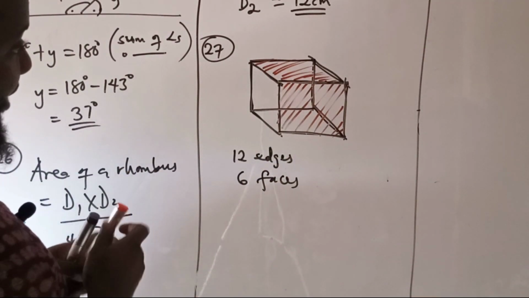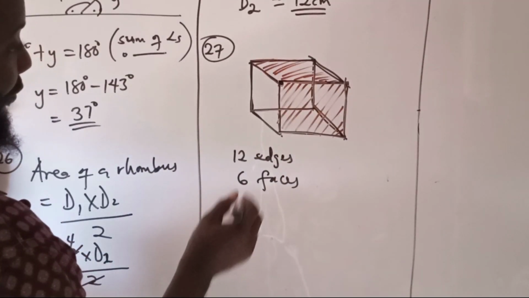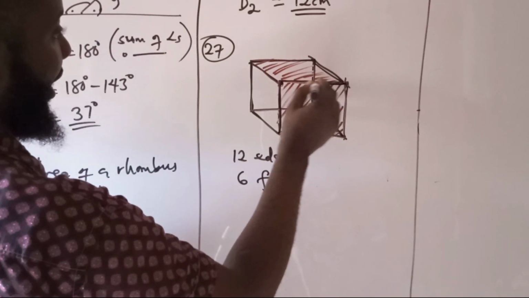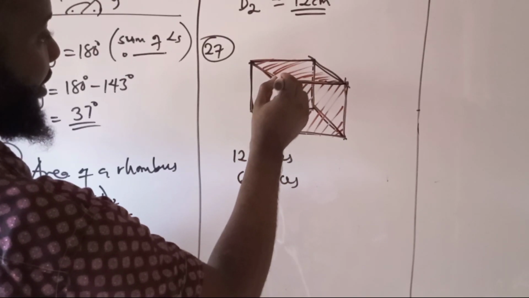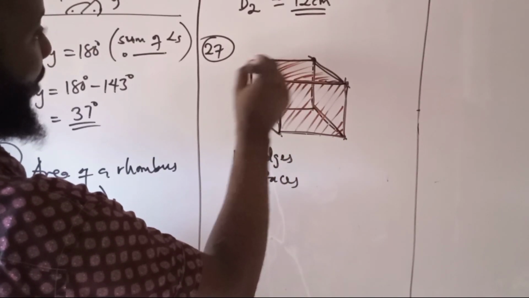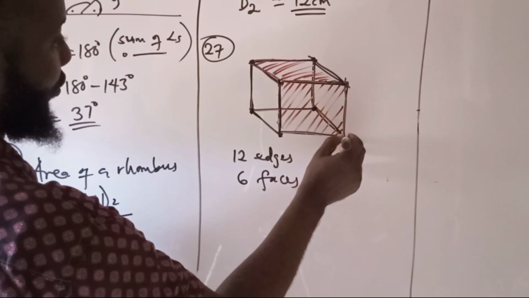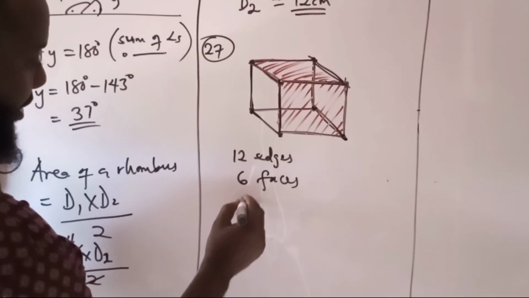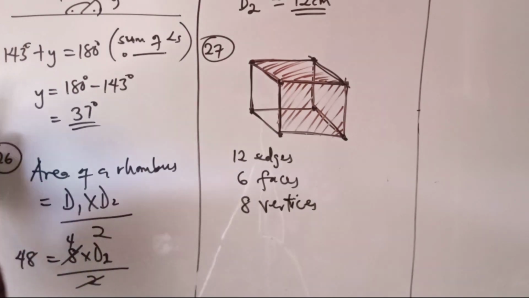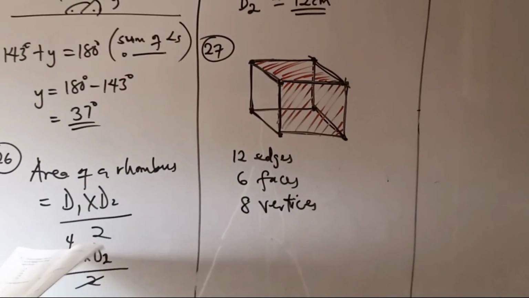Vertex is a point, is a corner where three or more edges meet. So this is an edge, this another edge, and this another edge. They are meeting at these points. So all these corners, they are called vertex. So this is vertices 1, 2, 3, 4, 5, 6, 7, 8. So a cube has 8 vertices. So that is that on that question. So the answer is 12 edges.